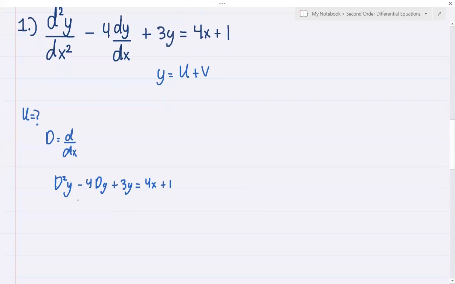Now, what you're going to do is factor out the y in this expression. So we will have d squared minus 4d plus 3 times y is equal to 4x plus 1. So once again, this is in the operator form. All right? This is in the operator form.